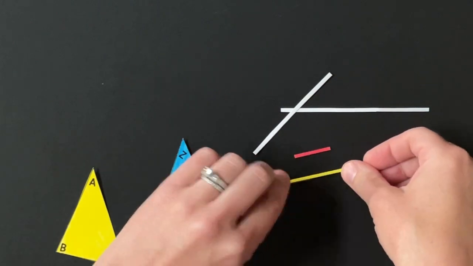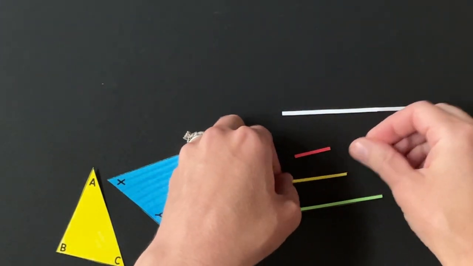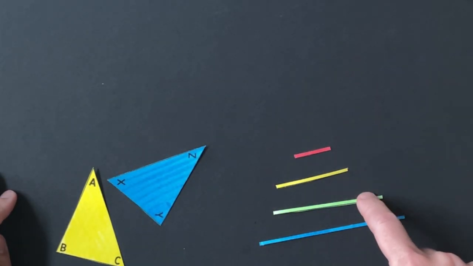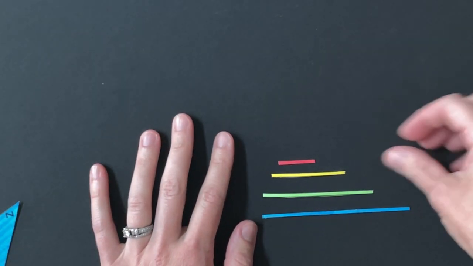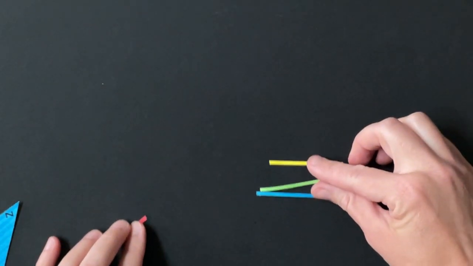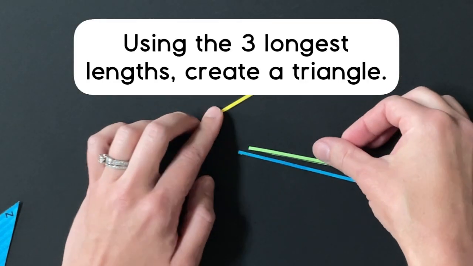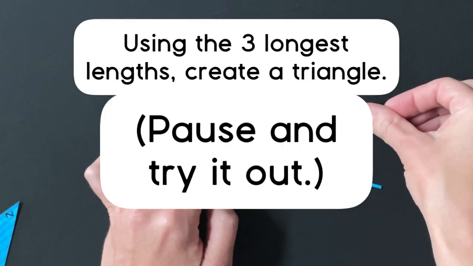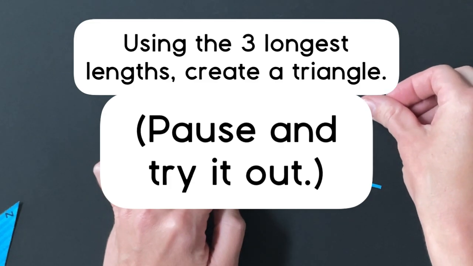Okay, next we're going to do an exploration with side lengths. So you have 4 different little sticks here. I've colored mine, but each one gets longer and longer. And I want you to use the 3 longest lengths, and I want you to try to create a triangle. So pause here and make your triangle.